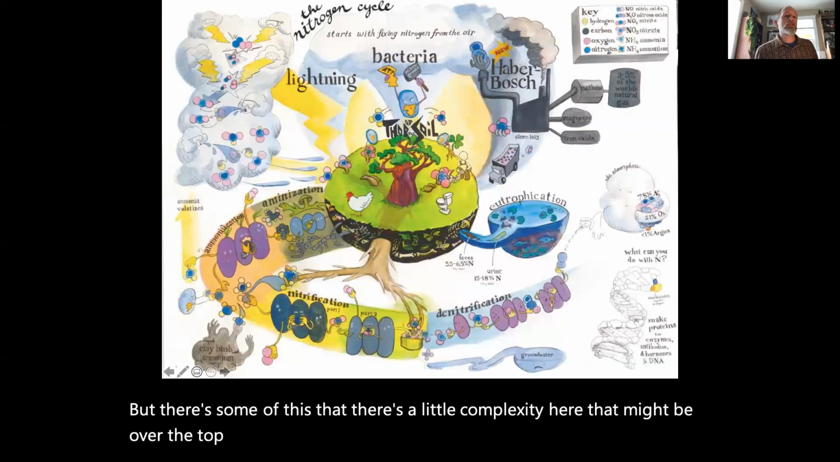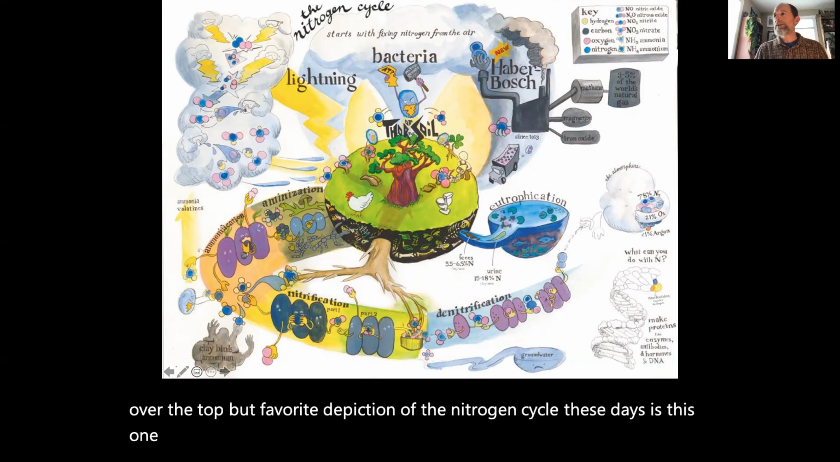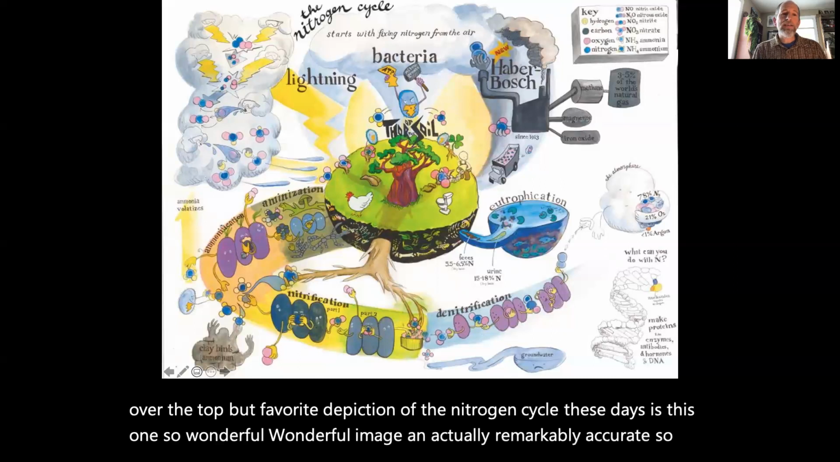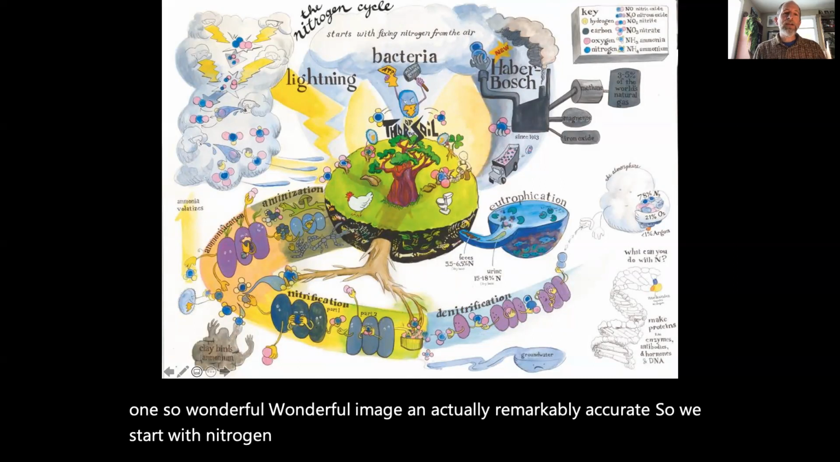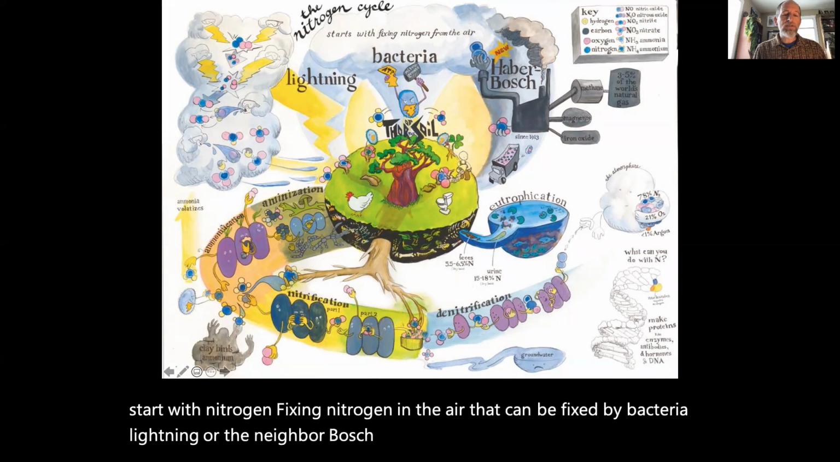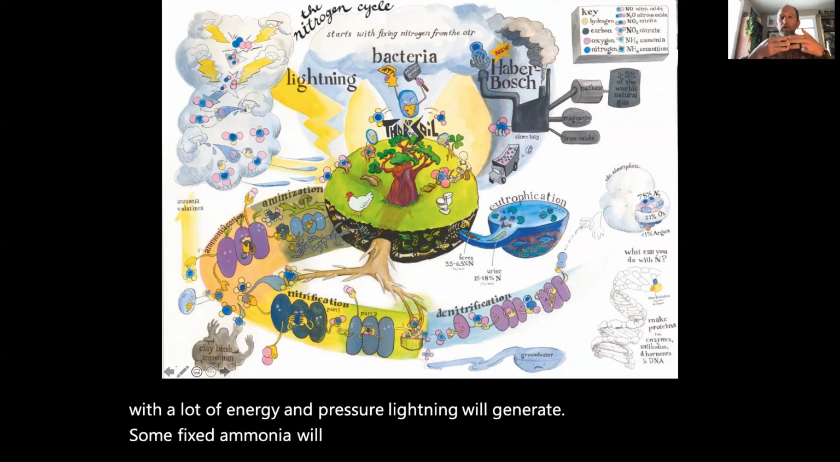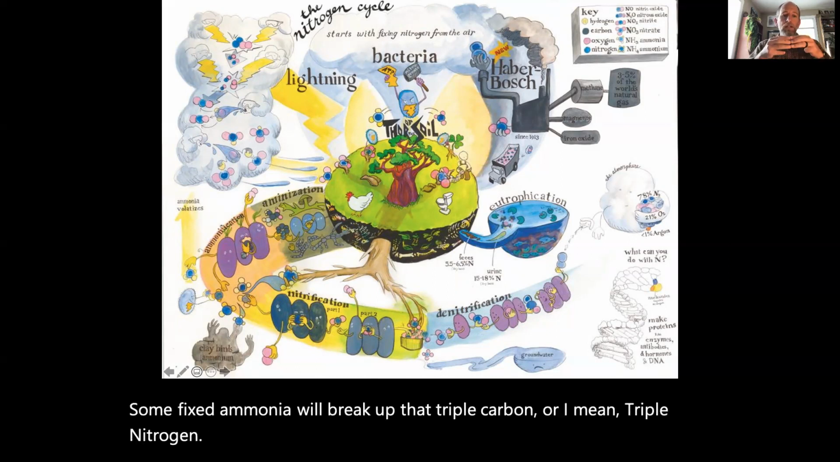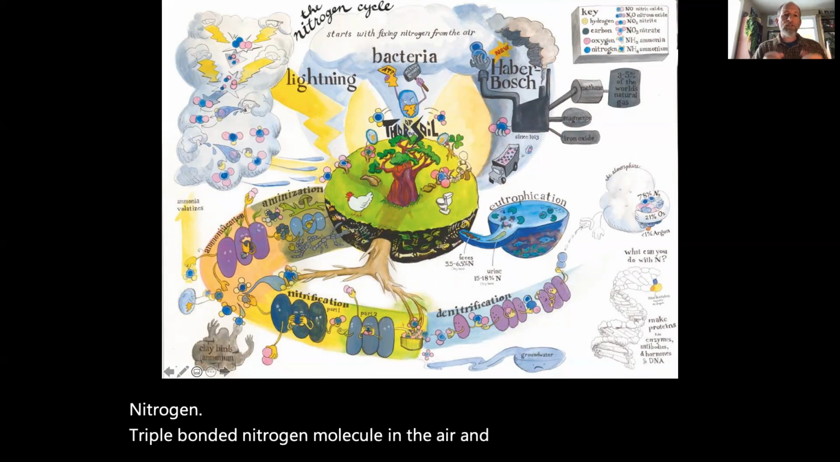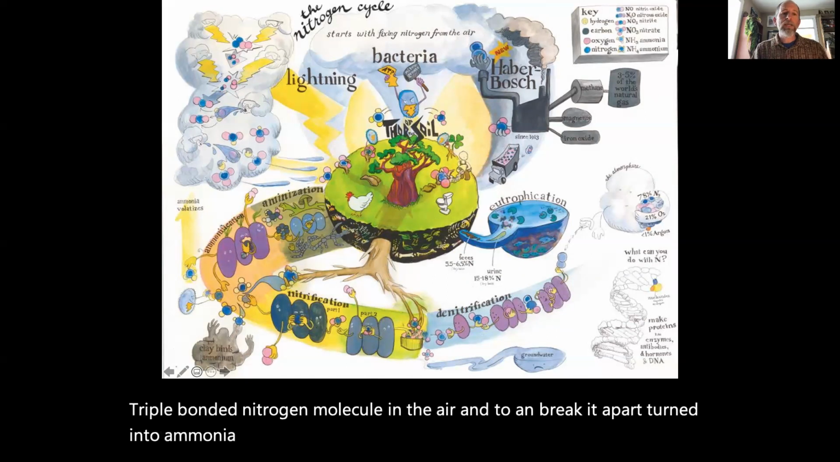My favorite depiction of the nitrogen cycle these days is this one. So wonderful, wonderful image. And actually remarkably accurate. So we start with nitrogen fixing. Nitrogen in the air can be fixed by bacteria, lightning, or the Haber-Bosch process, which creates fertilizers with a lot of energy and pressure. Lightning will generate some fixed ammonia. It will break up that triple bonded nitrogen molecule in the air, N2, and break it apart, turn it into ammonia or nitrate.